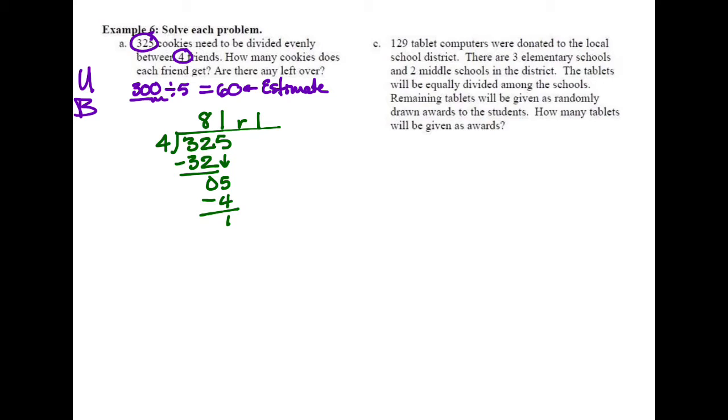Okay, now let's see what we've got. How many cookies does each friend get? So they get 81, but then there's 1 cookie left. So are there any left over? Yes, there's 1. Okay, so we have 81 cookies, 1 left. Now in future chapters, we're going to split this extra 1 up into a fraction or a decimal, so each person is going to get a part of a cookie. But for this unit, we're using whole numbers, so we're just going to leave it as a remainder.